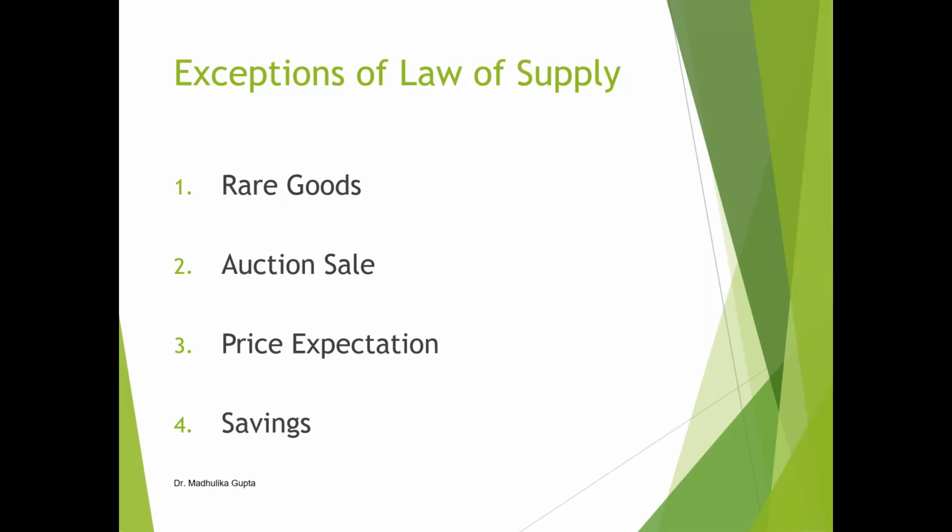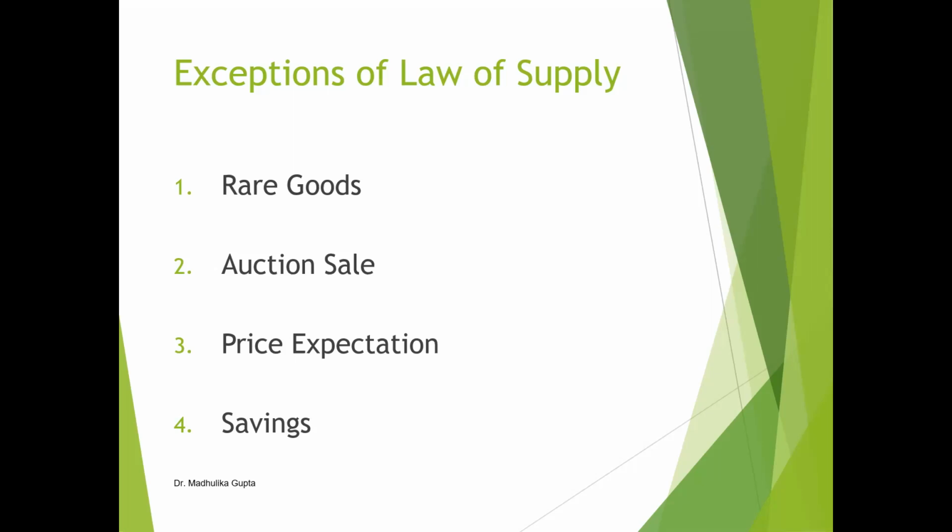The next exception is auction sale. In the case of an auction, the law is not true because suppliers of such goods may be in urgent need of money, so they do not bother about price as they want to complete the sale at the earliest. For example, a businessman who wants to settle down in a foreign country is willing to dispose of his goods in India at auction at the earliest. In this case, he will be ready to sell all his goods or any other business assets in India at whatever price he is getting, right? He won't wait for a higher price.